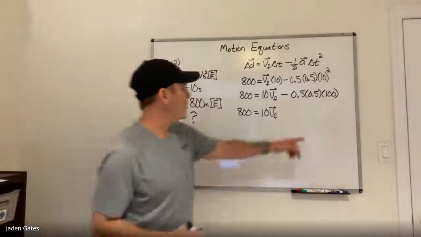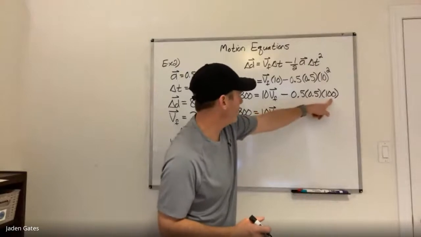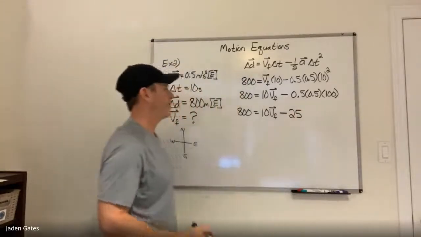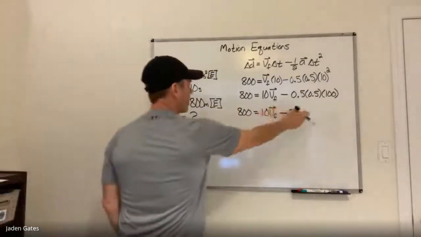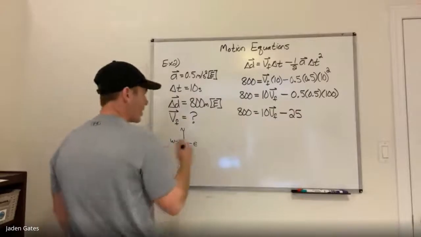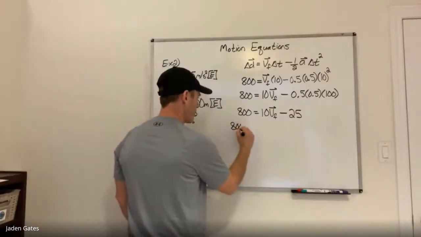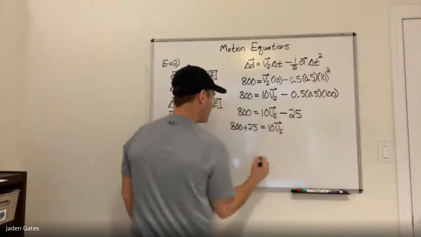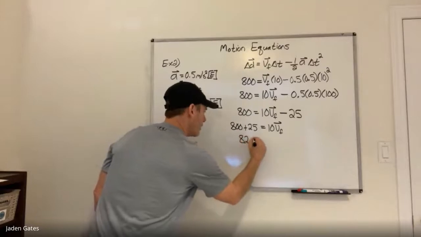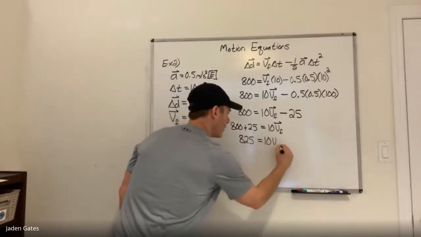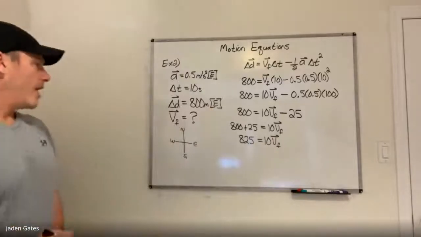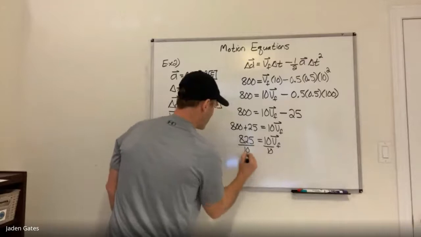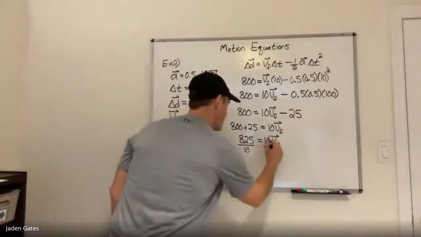Now I'm going to do mental math. What's half of 100? 50. What's half of 50? 25. So there should be a minus 25 there. Okay, now I'm going to bring that minus 25 over to the other side. And when it changes sides, it changes sign. So it's going to be 800 plus 25 equals 10 times VF. That's 825, clearly. And then, second lastly, I want to get VF by itself, so I'm going to divide both sides by 10.